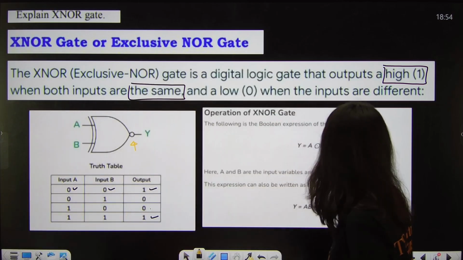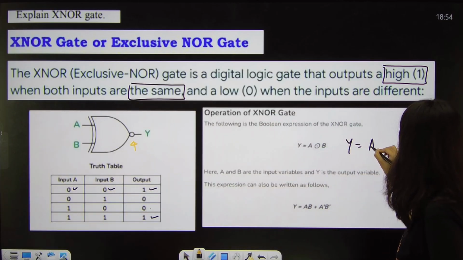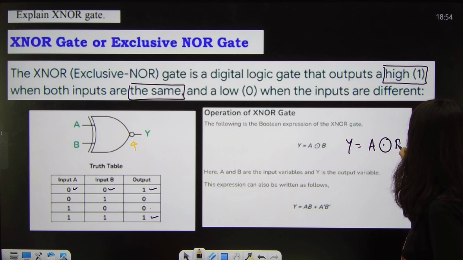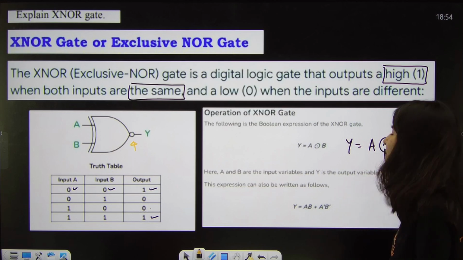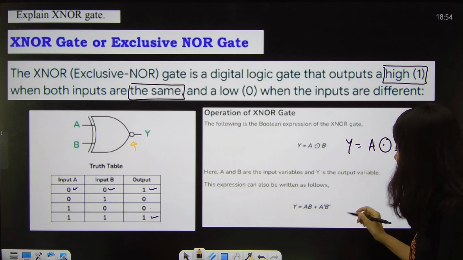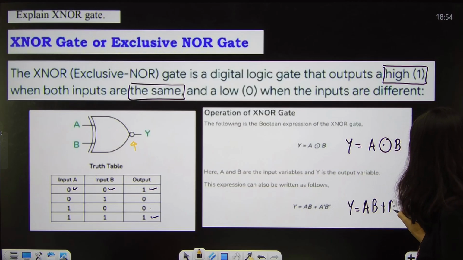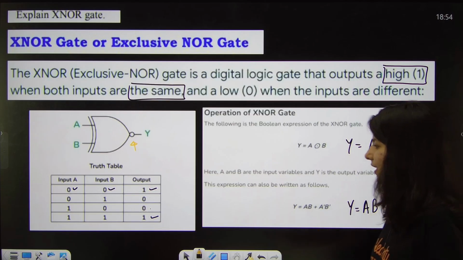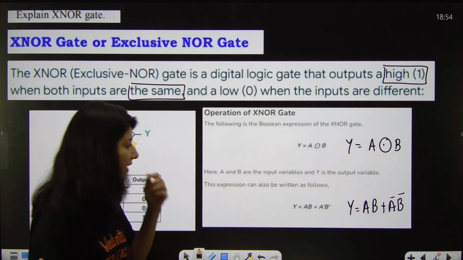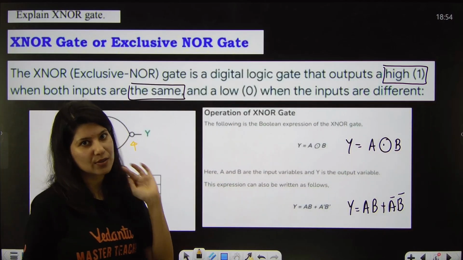And how do you write? So y is equal to A dot with a circle, B. What does that mean, ma'am? We don't understand this. So it is actually this: y equals AB plus A bar B bar. This is how y equals AB plus A bar B bar looks like.